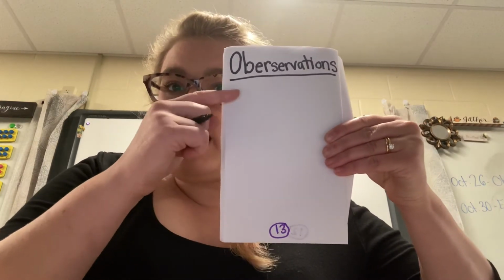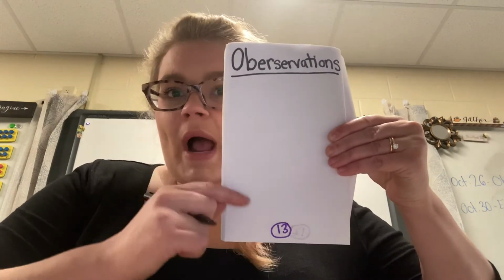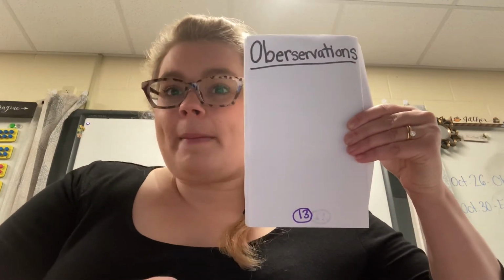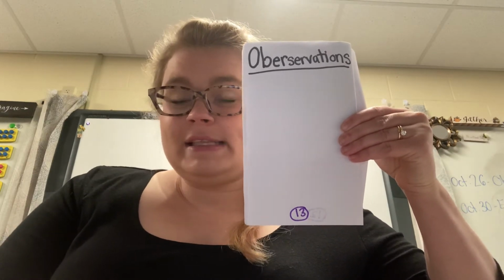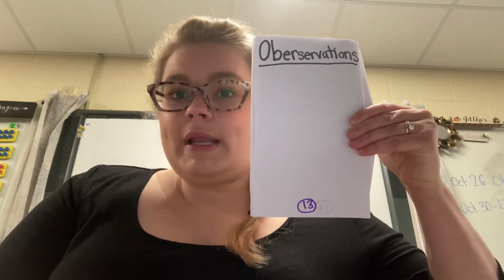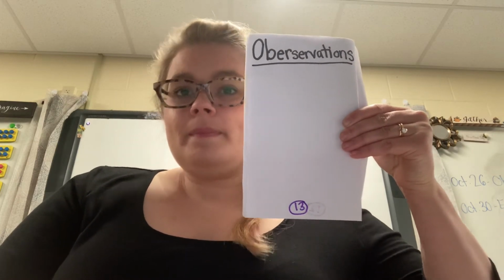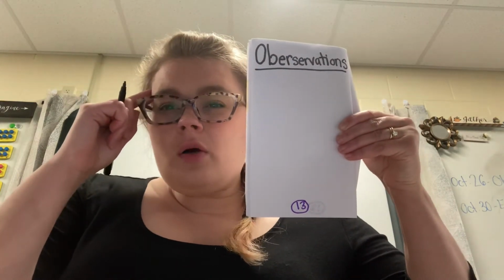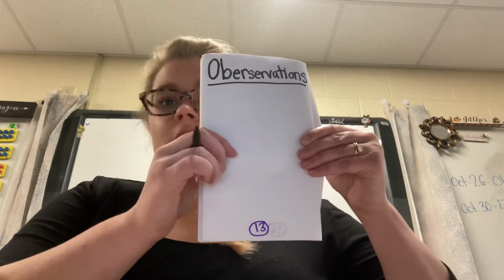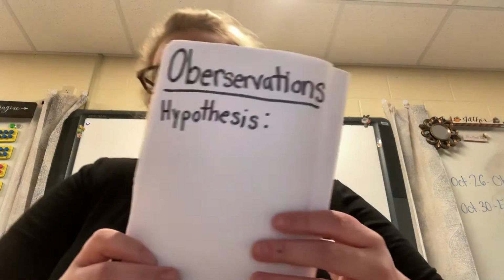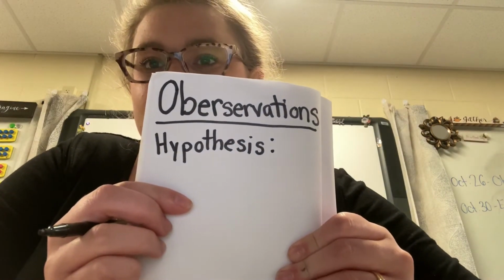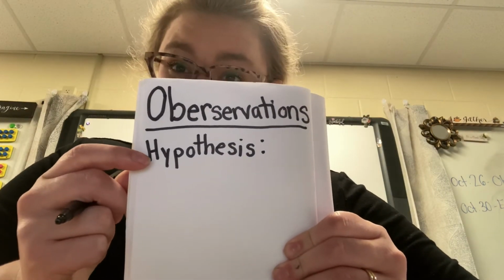Now we are going to write our hypothesis in this white space. Remember, a hypothesis is a guess that you make based on what you already know about a topic. So we're going to think about what we already know about plants, and then we're going to write our hypothesis. I'm going to write hypothesis here. Hypothesis. If you need to pause the video to copy this, do that now.